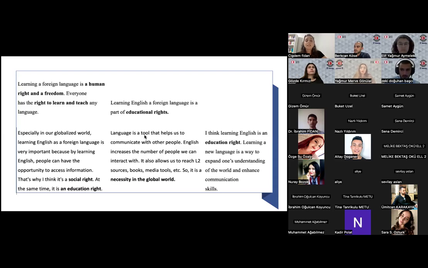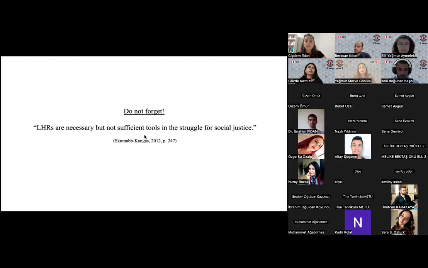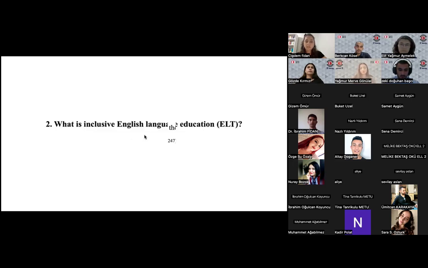So no one can put a barrier to anyone from learning English. It is a right of an individual. So linguistic human rights are necessary but not sufficient tools in the struggle for social justice. Yes, we can consider English as a linguistic human right, but we should also consider other components in ELT education to provide social justice, to achieve social justice for all in the field of education.